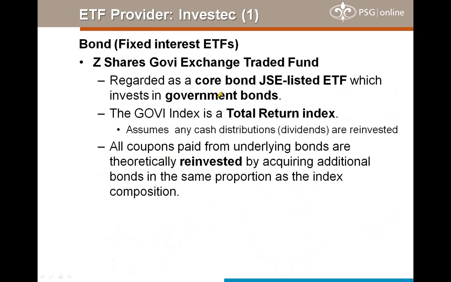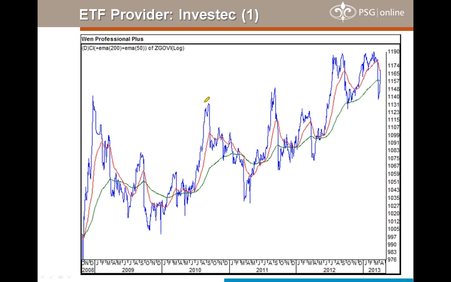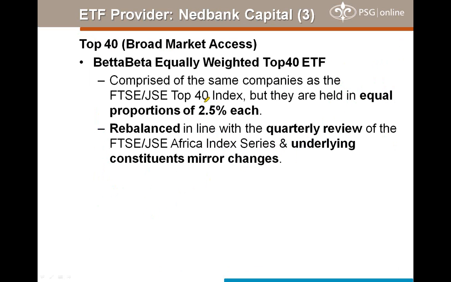It's an ETF that follows the government bonds. When we talk about a total return index, it assumes all cash distributions, be it dividends and interest, get reinvested automatically. So if you want to have exposure to government bonds, maybe as part of asset allocation, maybe you want to consider Investec's fund. You see how it's been performing since 2008, not too shabby. So something to look at.